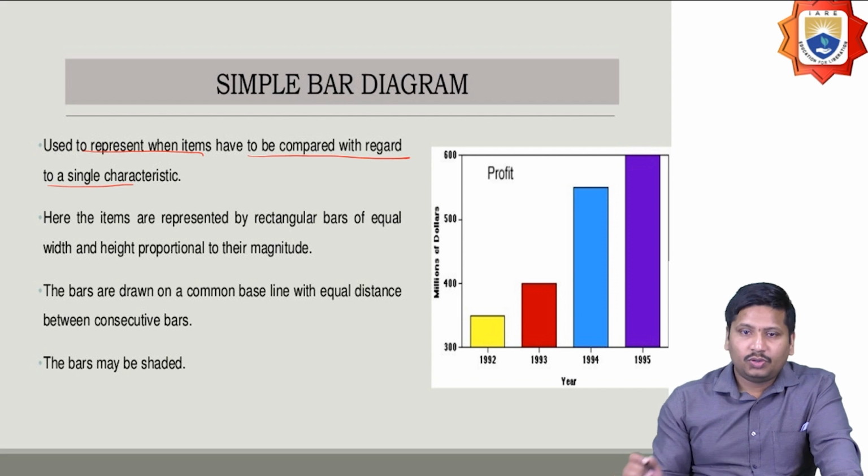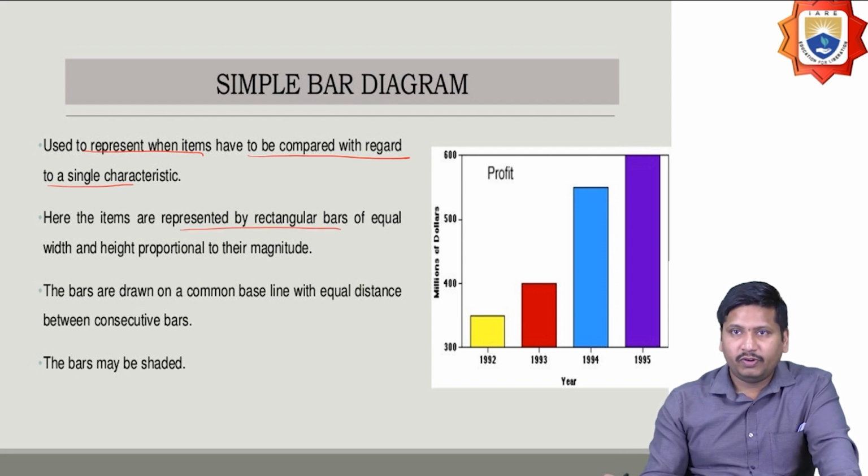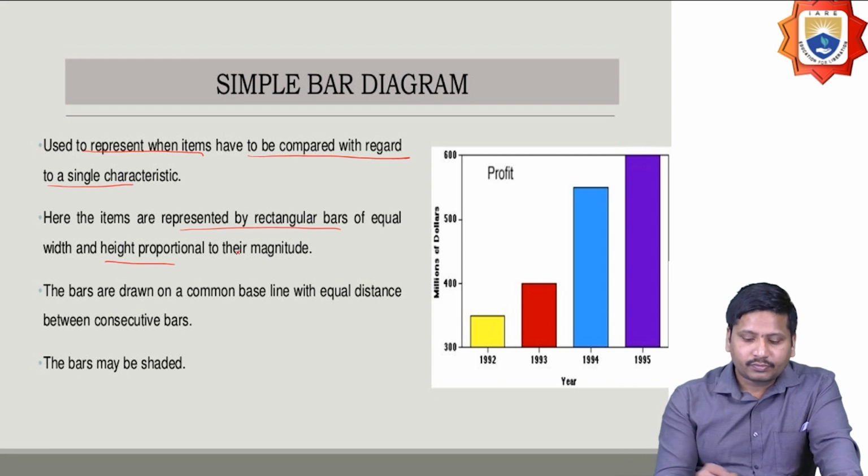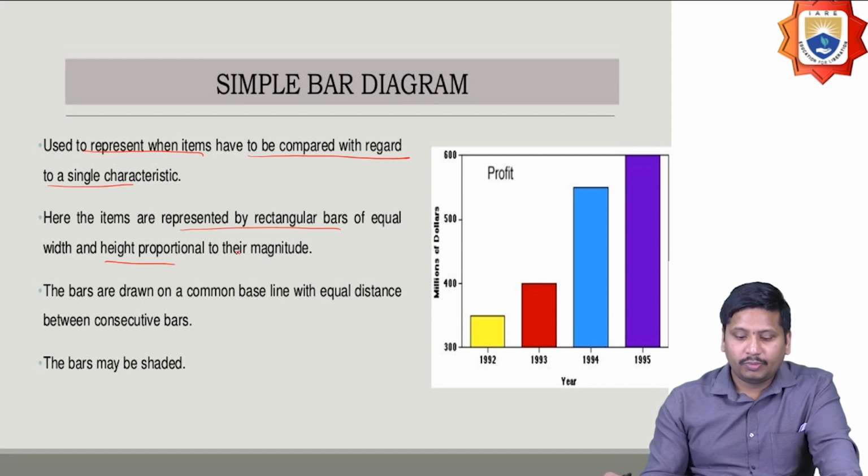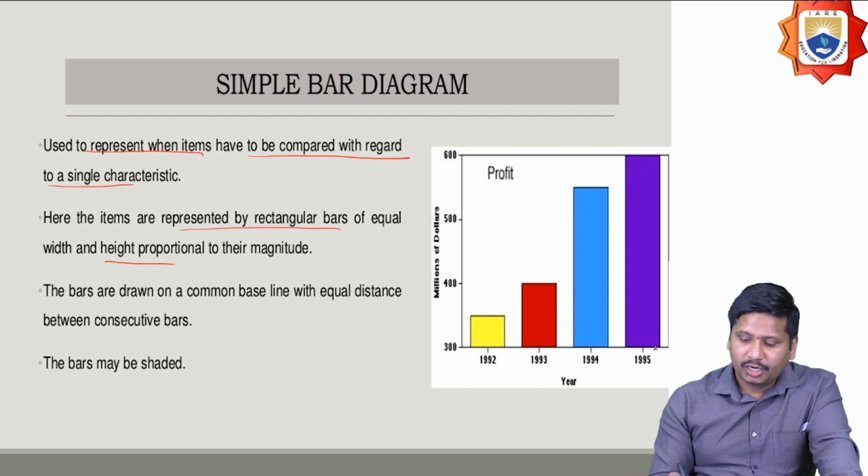The bars are drawn in a rectangular fashion, of equal width, with height proportional to the magnitude. All the bars should be drawn on a common baseline, with equal distance between two consecutive bars, and these bars may be shaded. So I'm taking another example, with year on the x-axis and the number of dollars on the y-axis.